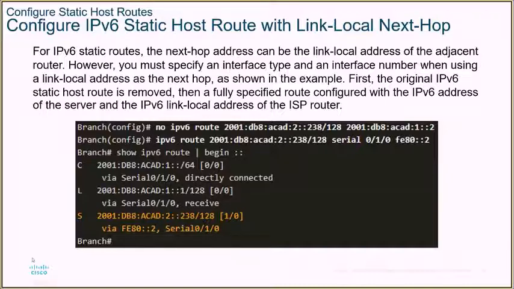So here we got a next hop of FE82. Of course, FE80 is on every network, and so it needs an interface if you're doing that. First, the original IPv6 static route is removed, then a fully specified route configured the IPv6 address of the server. And so again, it's 128-bit.